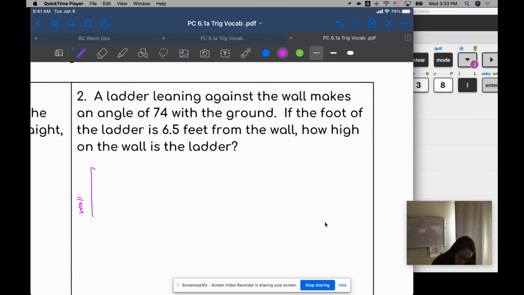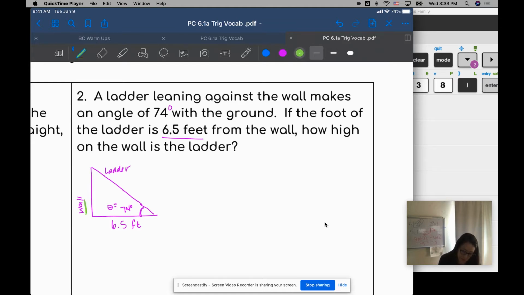and the ladder is leaning against that. Okay, and it says that the ladder makes an angle of 74 degrees with the ground. So this angle, 74 degrees, is equal to theta. Okay, and if the foot of the ladder is 6.5 feet from the wall, so that means that the bottom length is 6.5 feet. So I am going to figure out how high the wall is.